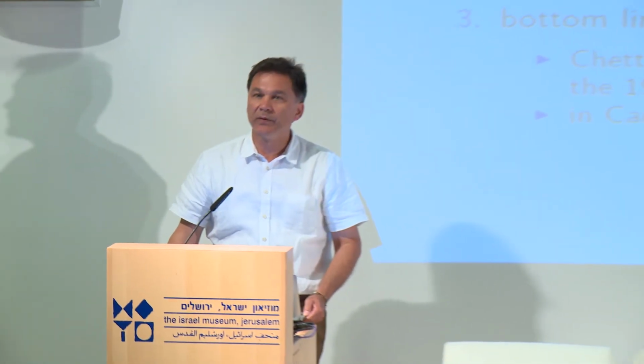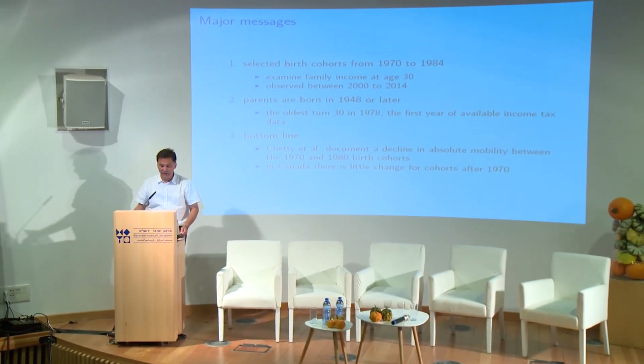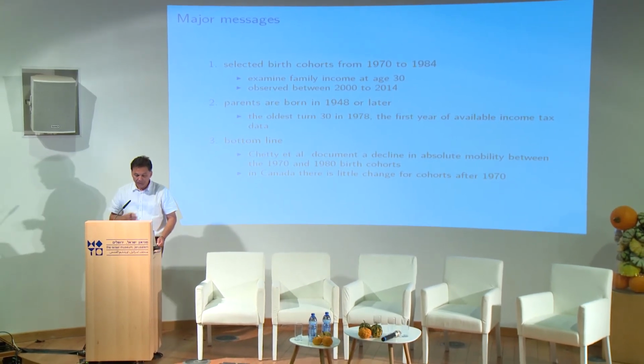So he's looking at selected birth cohorts between 1970 and 84, and I'll let you read through the description of the paper. The bottom line is that while Chetty and his colleagues are describing a continued decline in these cohorts born between 70 and 80, or probably a leveling off, that's the case in Canada as well. There's little change, but I also want to introduce some caveats towards the end and some response to the kinds of policies that Alan highlighted and how they play out in Canada.